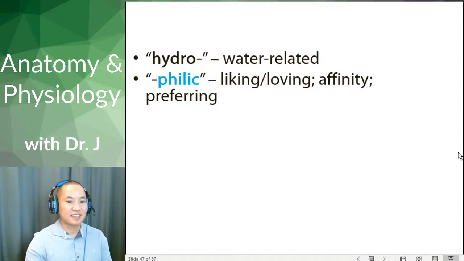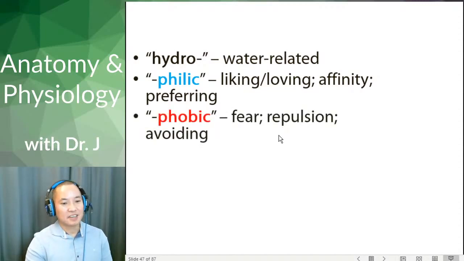Philic means something that's liking or loving, of affinity or preferring. If you have someone that's a bibliophile, they like reading books. If someone's an audiophile, they like listening to music. Or if someone's a winophile, they like drinking wine. So phobic is the opposite of that. Something is a fear, repulsion, or avoiding. If you have someone who's claustrophobic, they're afraid of enclosed places, right? Or if they're acrophobic, they're afraid of high places. So phobic refers to a fear.